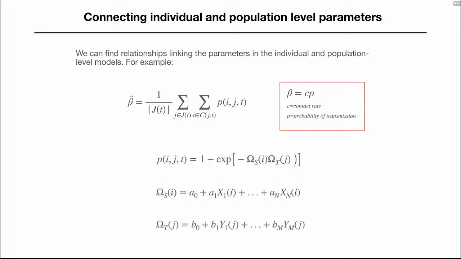With that, if we replace all of these functions in there, we get a way of connecting. So beta is the parameter that we have in our compartmental model. And if we replace all of these functions there, eventually we are writing beta as a function of the A's and the B's. And the X's and Y's, sorry, I forgot to mention that, are the individual level covariates. Could be age, could be anything that is defined at the level of the individuals, right? So we have a way of linking the two levels of information.